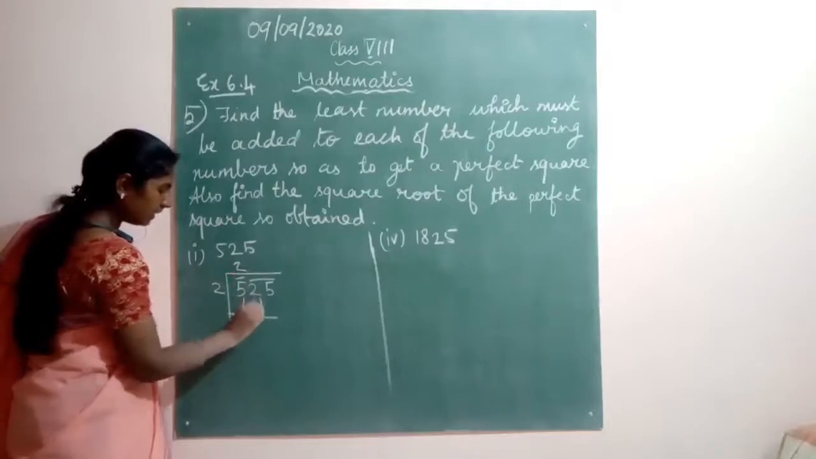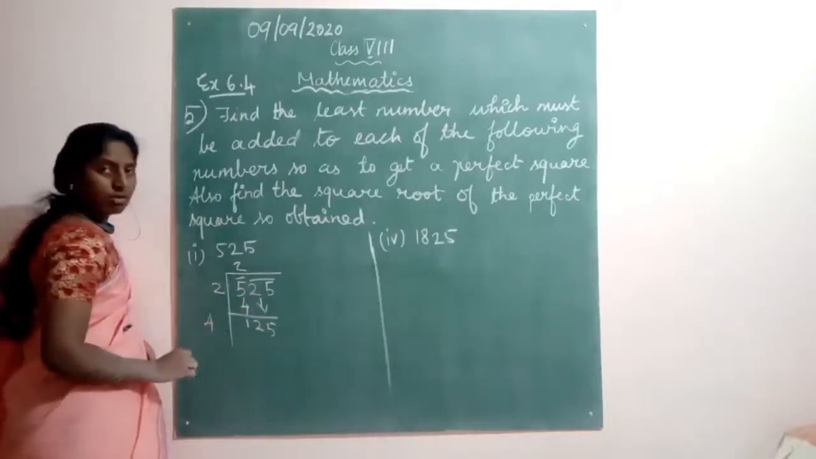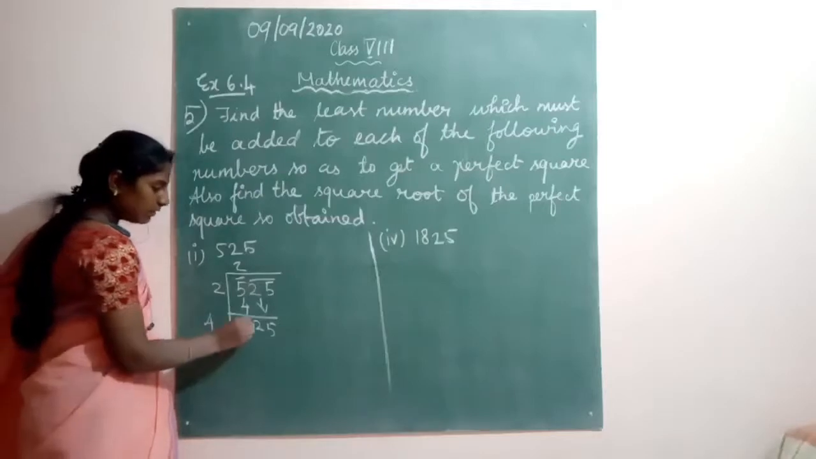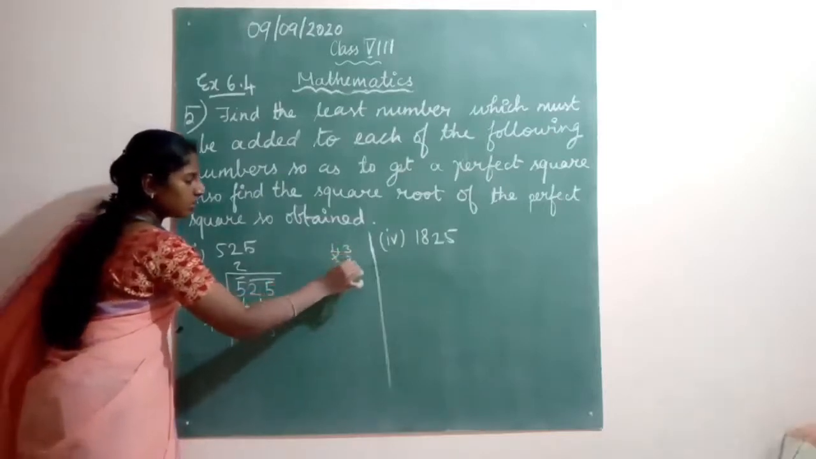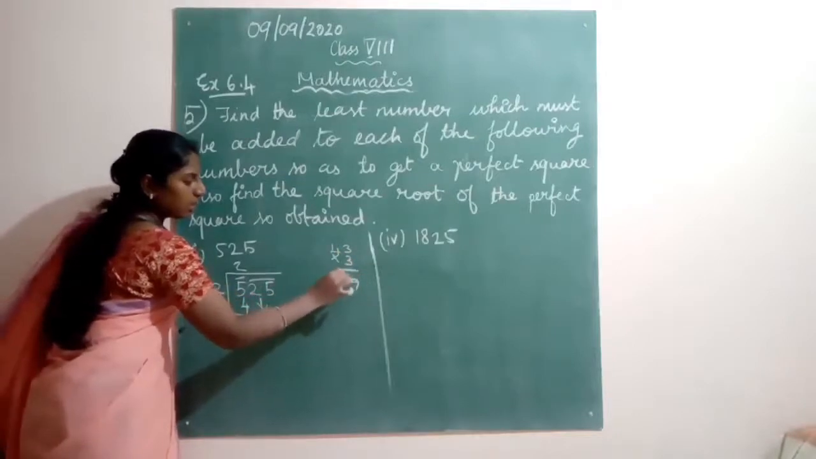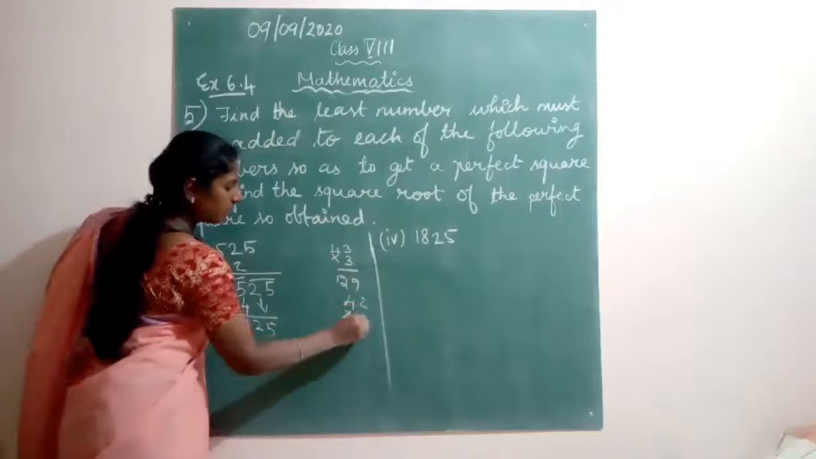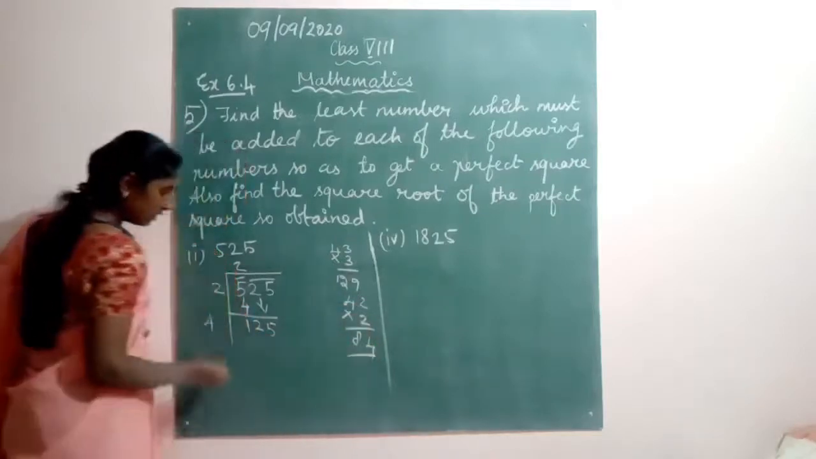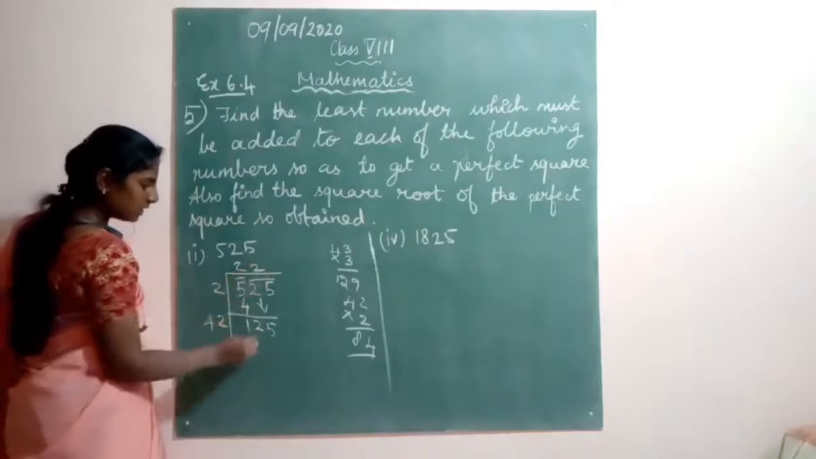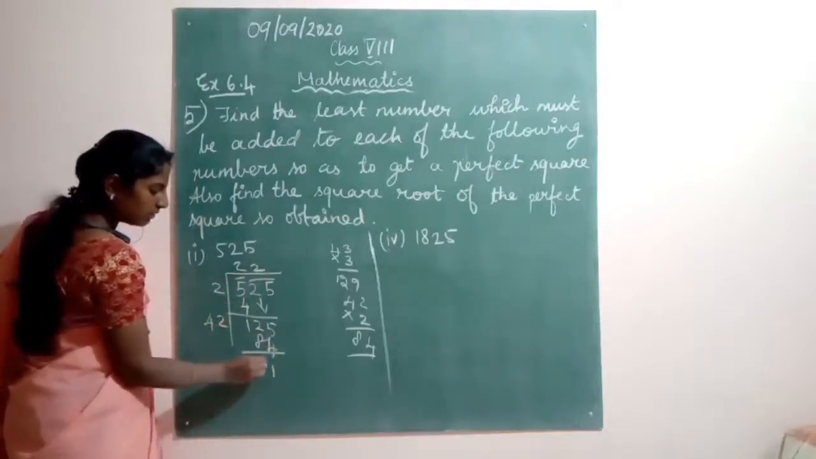1 remaining, bring down 25. Here it is 4, and you will have 43 into 3. What is that? 3 3s are 9 and 4 3s are 12. This is beyond this, so do 42 into 2. 2 2s are 4 and 2 4s are 8. So 42 into 2 is 84.